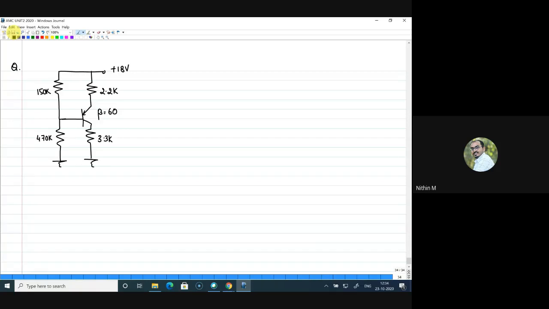All right, the question is the same as before. You are asked to find all the terminal currents. I'll mark this IE, this IC, and this incoming IB. You are asked to find IB, IC, and IE. Also find this voltage, which is VB, this is VE, and this is VC.